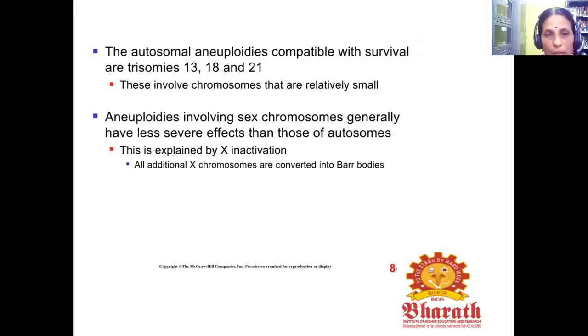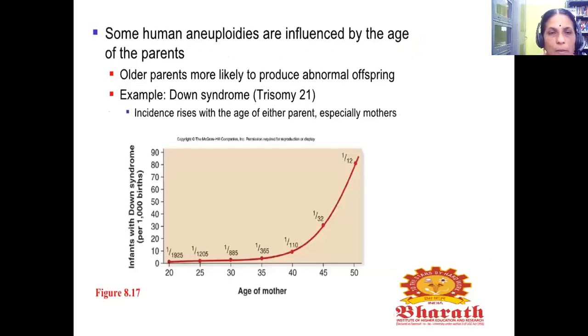The autosomal aneuploids compatible with survival are trisomies 13, 18, and 21. These involve chromosomes that are relatively small. Aneuploidies involving sex chromosomes generally have less severe effects than those of autosomes. This is explained by X inactivation. All additional X chromosomes are converted into Barr bodies.